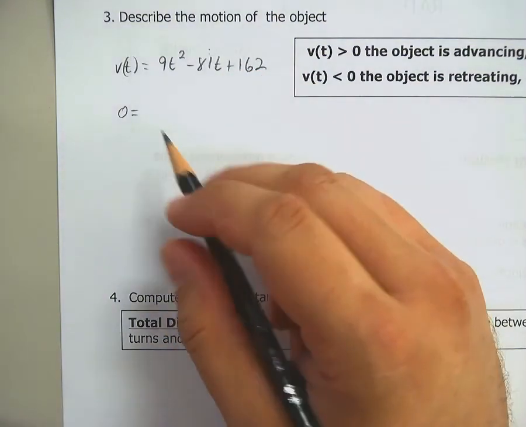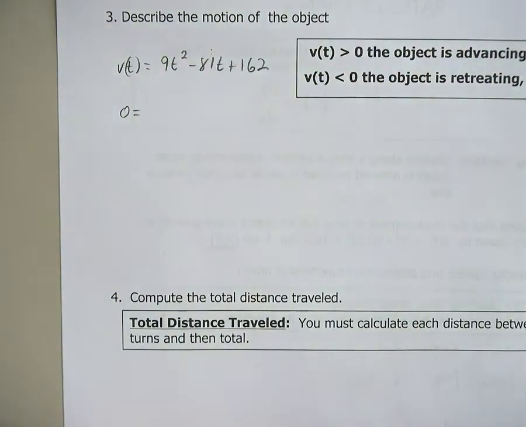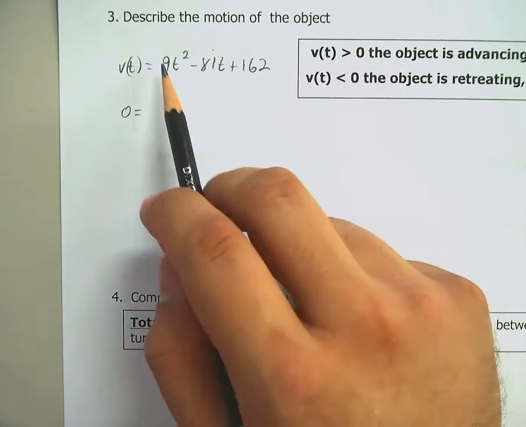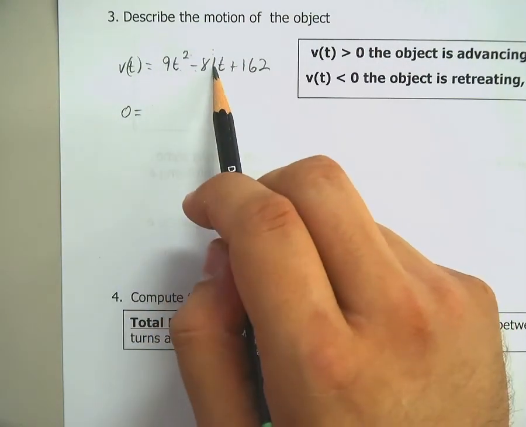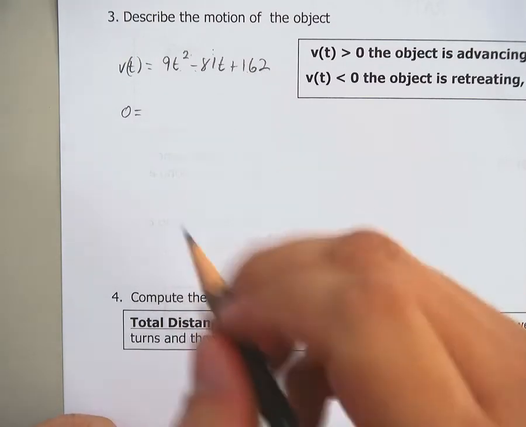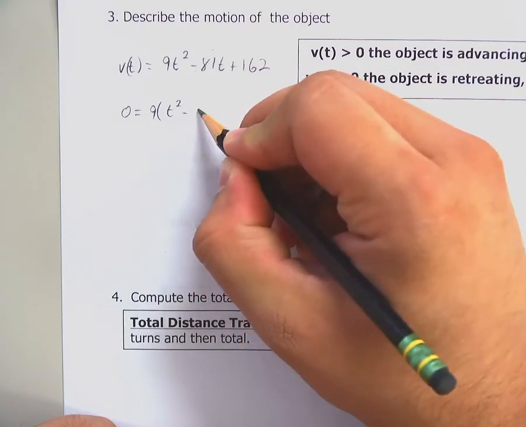Because I know that when it's greater than 0, it's going to be advancing. When it's less than 0, it's going to be retreating. So we set it equal to 0. Now on this side, we've got 9t squared minus 81t plus 162. Solving that for 0 requires first you take out a 9. Everything there is divisible by 9.